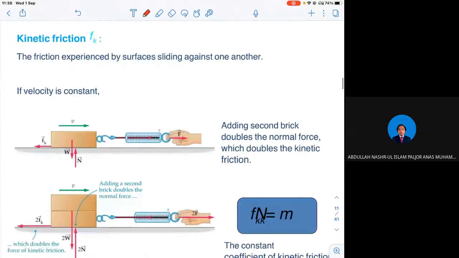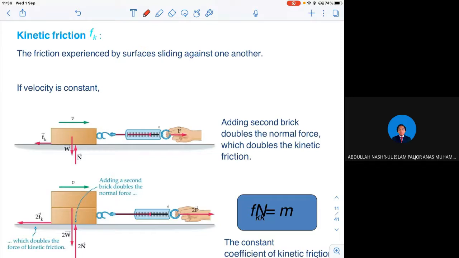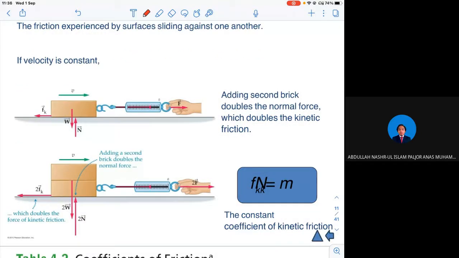So this is the kinetic friction, the friction experienced by surfaces sliding against one another. If velocity is constant, the equation is Fk equals mu k times n. N is the normal force. Again, for friction, the things that influence it are just the coefficient of kinetic friction and the normal force.